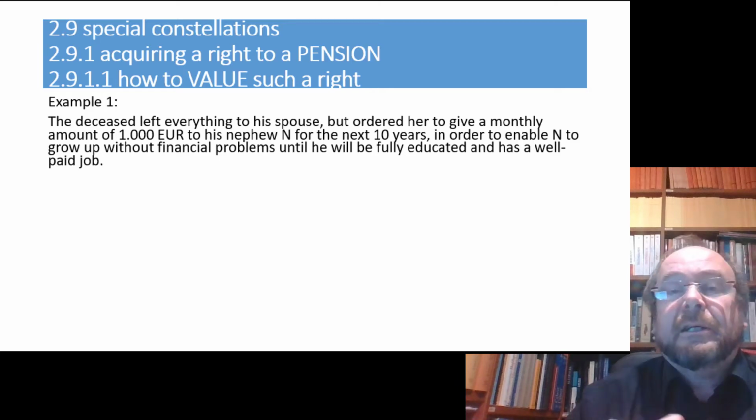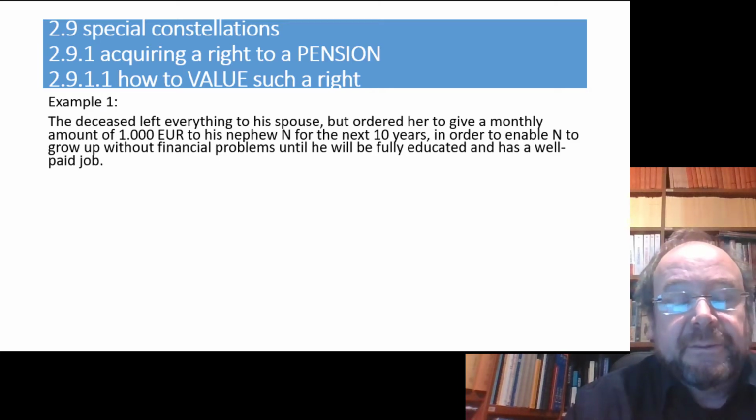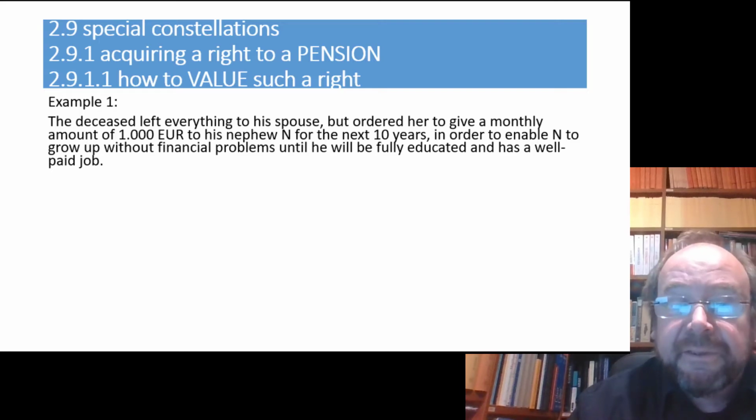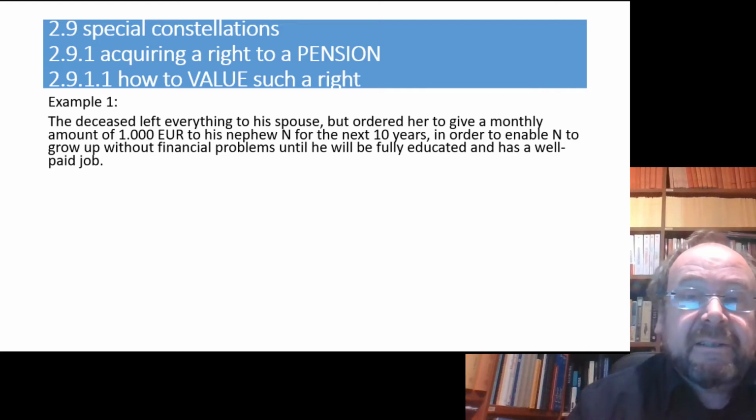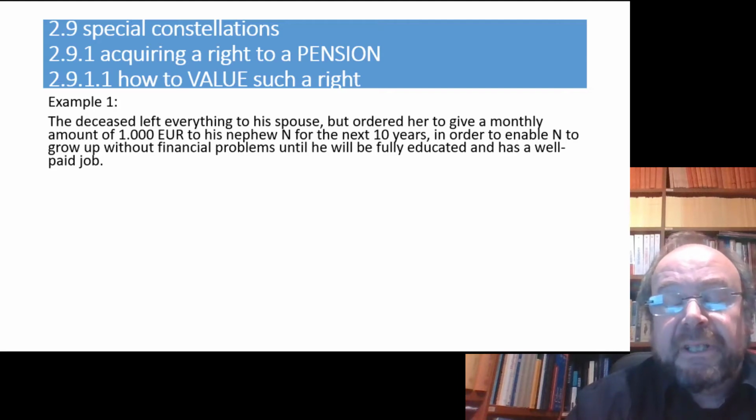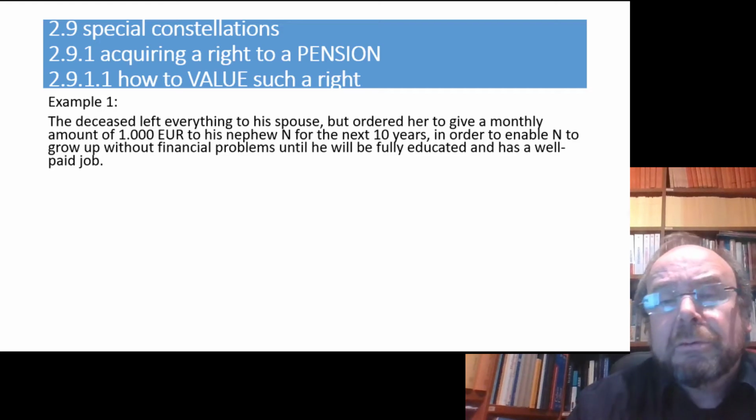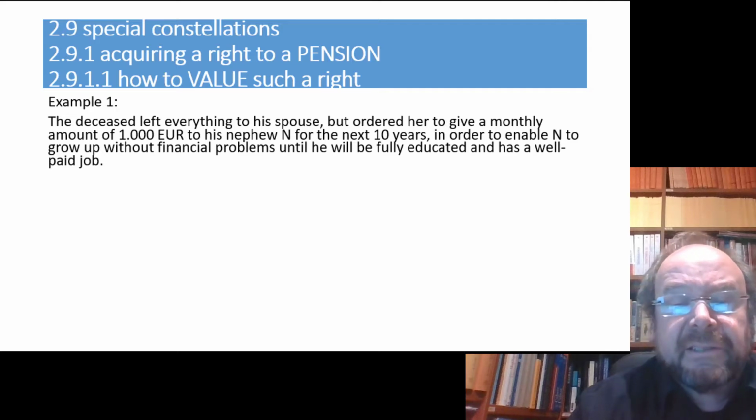First example, somebody who is going to die soon or has just died, dropped down dead, left everything to his spouse, but ordered her to give a monthly amount of 1,000 to his beloved nephew N for the next 10 years. The idea is, well, N is still relatively young, shall be able to grow up without financial problems, to choose the university which he likes, and do education as long as wanted, or to have some holidays and see the world, and later have had fun in life, and then take up a well-paid job.